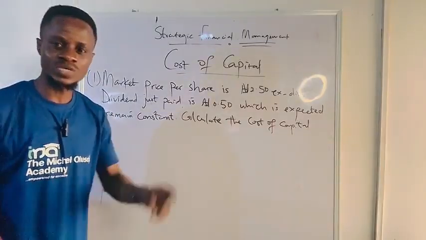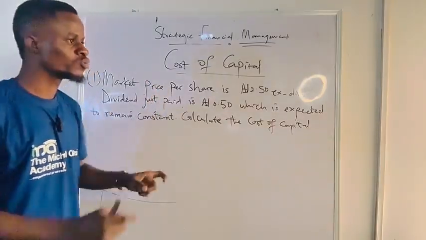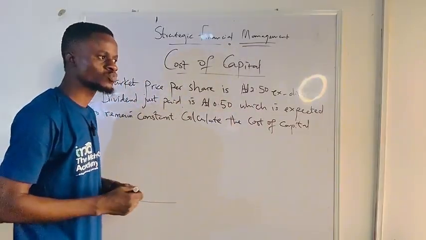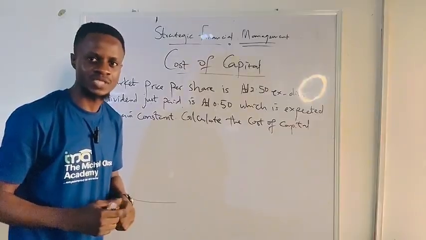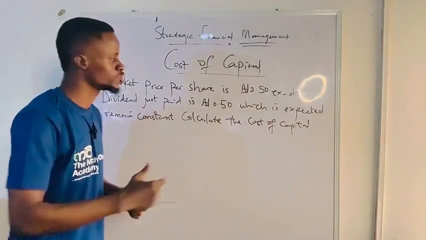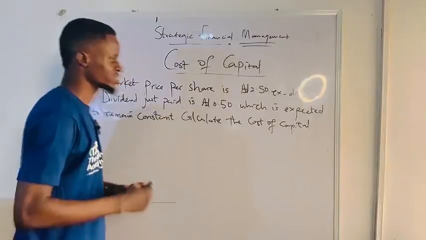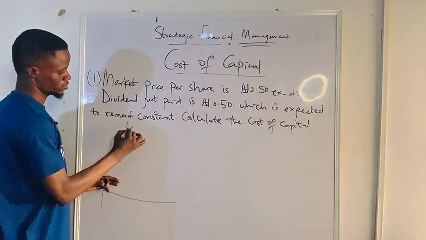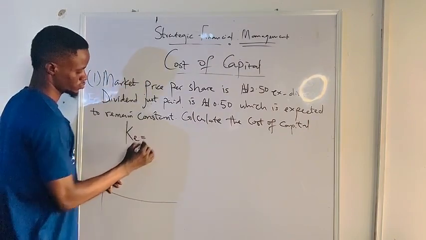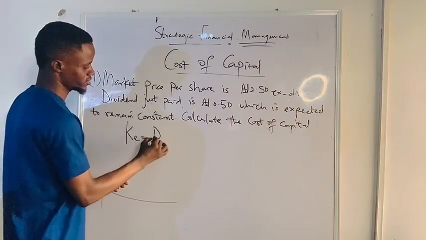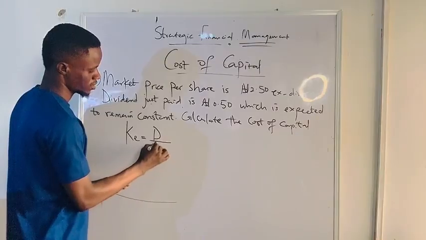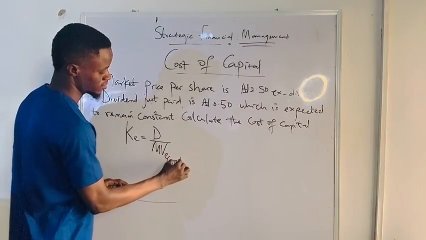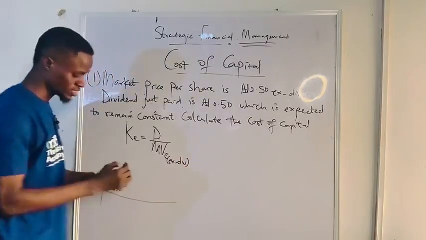The next thing is what? F, facts. So know that information. And how will this happen? Write out your formula. Your formula will be what guides you. So what is the cost of capital? How do you calculate the cost of capital? KE is equal to dividend over market value of equity, ex-div. So let's look at the question first.